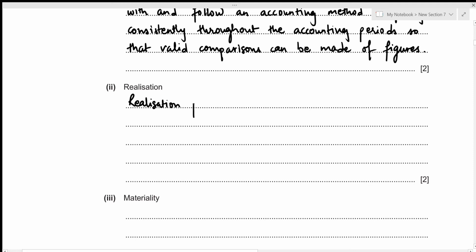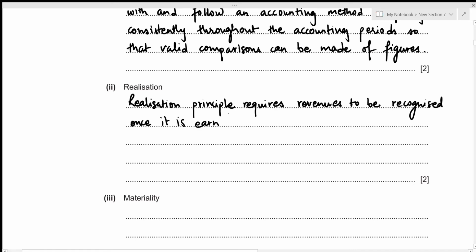Realization principle requires revenues to be recognized once it is earned, to ensure that the reported profits are based on certainty.